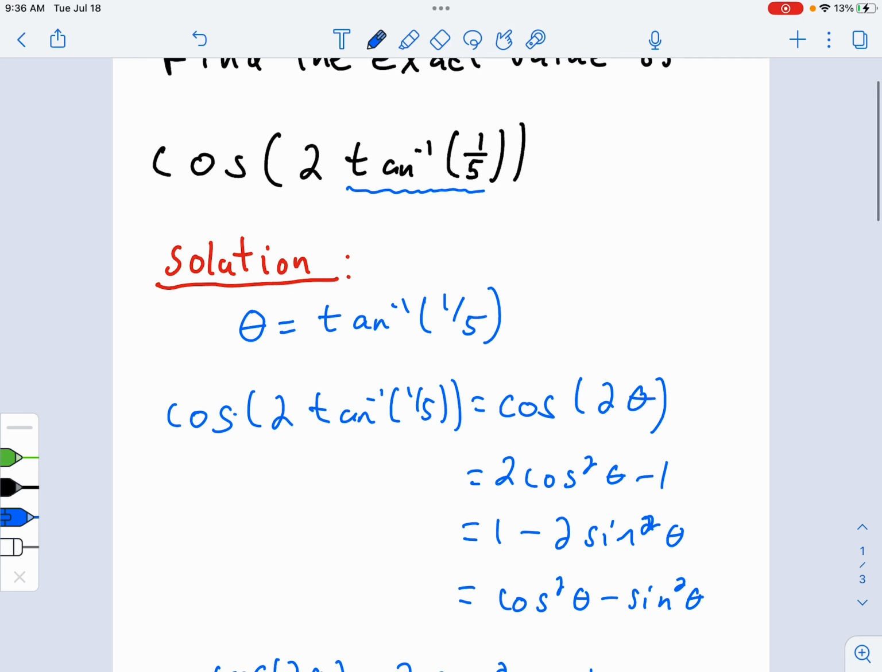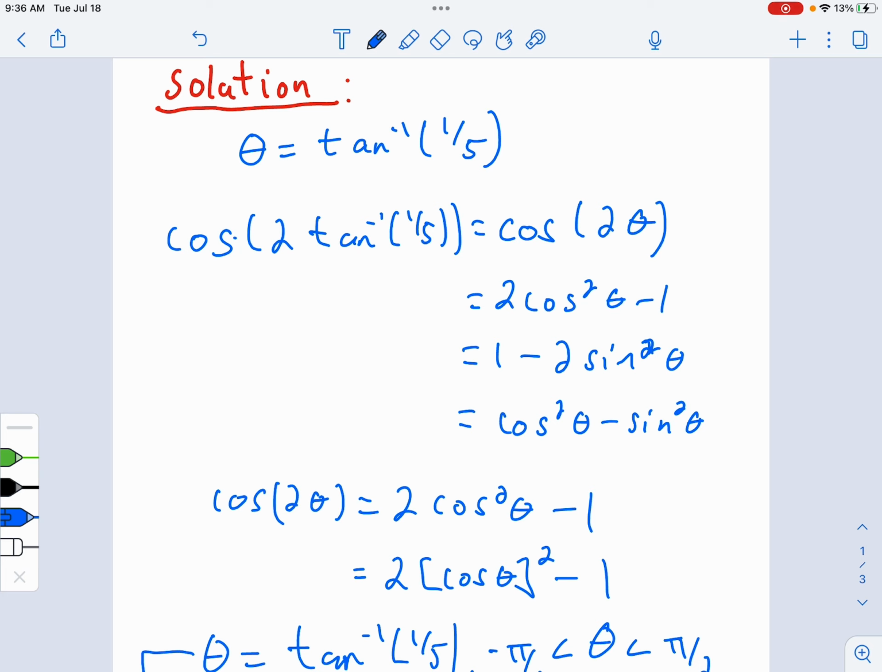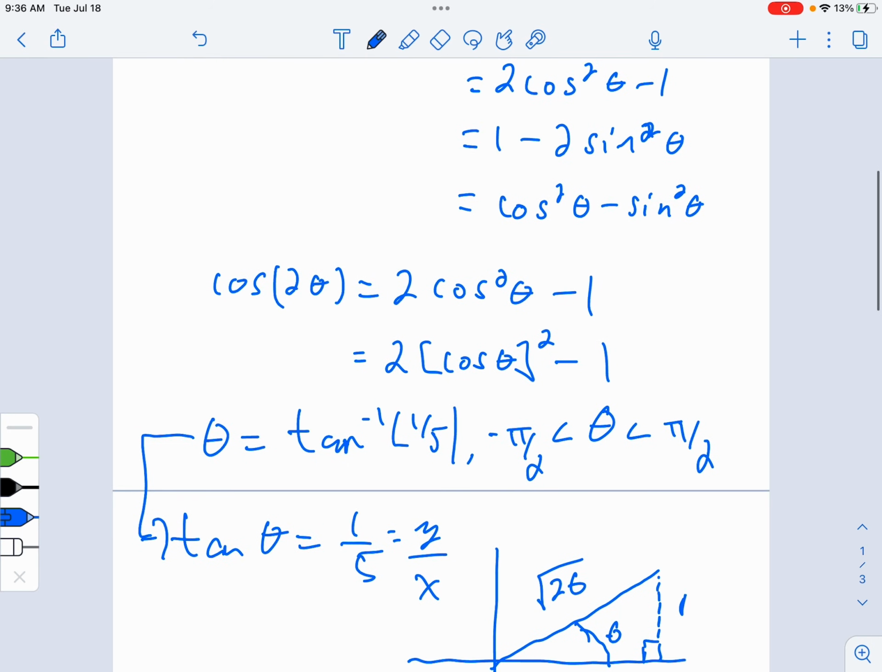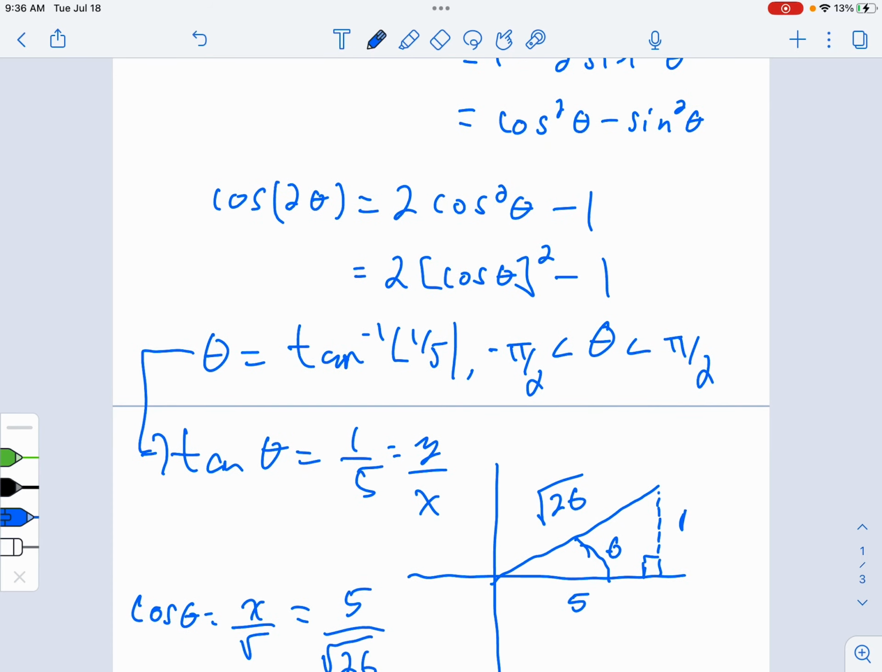When we write it as cosine 2 theta, I have a double angle identity that I'm going to use, and it's those three. As I said, you can choose any of the three, but I chose the first one: cosine 2 theta equals 2 cosine squared theta minus 1. If I know the cosine of the angle, then we're good. Now we're given that theta is tangent inverse of a fifth, and as I said, that angle would be between minus pi over 2 and pi over 2, because that's the range for tangent inverse, not inclusive of minus pi over 2 and pi over 2. Another way of writing this out is saying tangent of theta is 1/5.